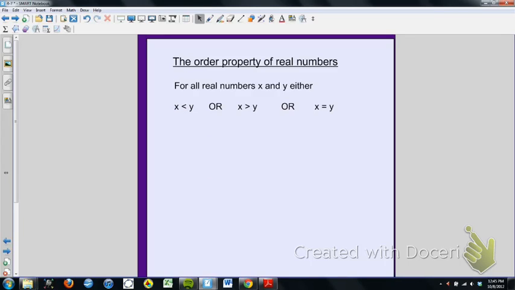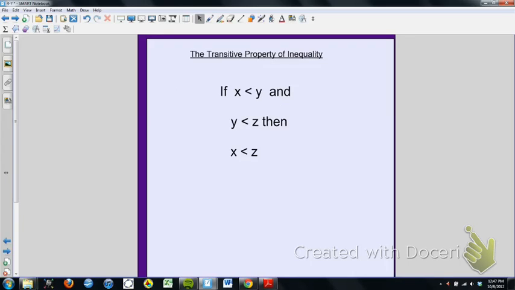Okay, another property that goes with inequality is the transitive property of inequality. It says that if x is less than y, and you also know that y is less than a third number z, then the first number is less than the third number. So if I put some real numbers in here, you can see if 1 is less than 2 and 2 is less than 3, then the first number, 1, is less than the third number, which was 3.